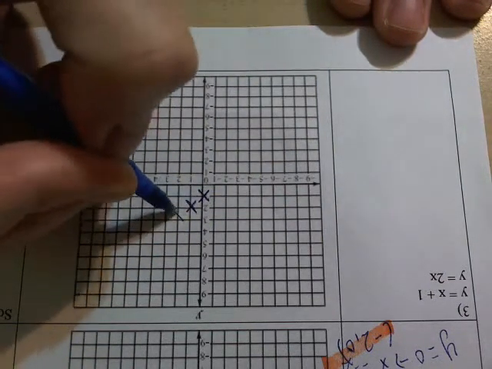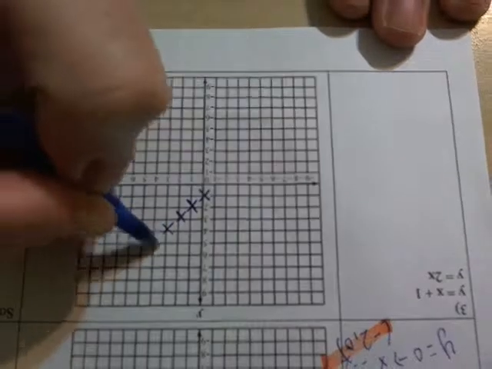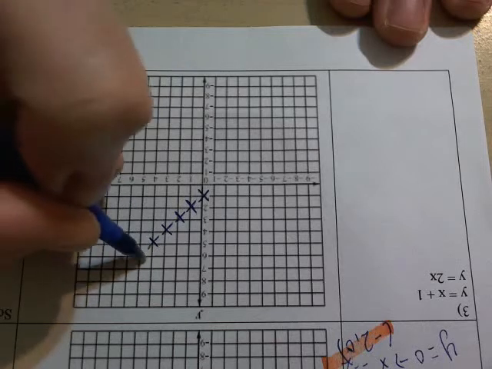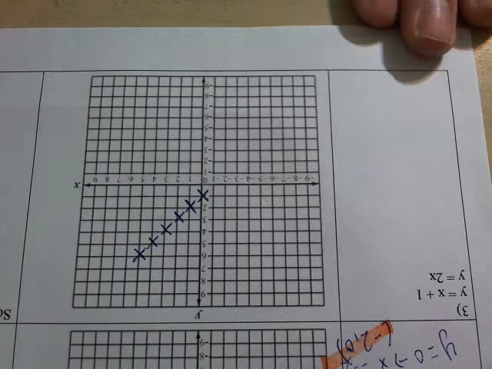And again, I'm going to do that repeatedly. Up 1 and right 1, up 1 and right 1, up 1 and right 1. Okay. And I keep going, but I think that's probably going to be enough.